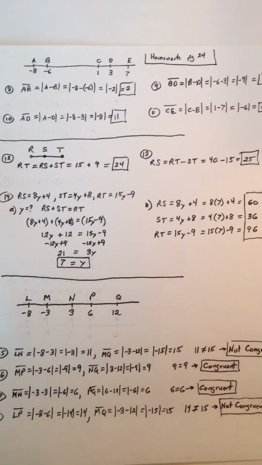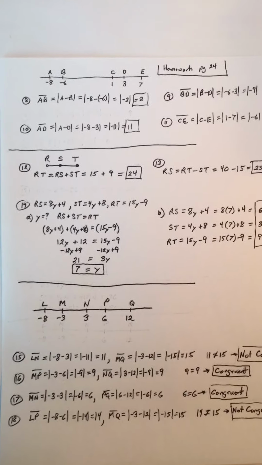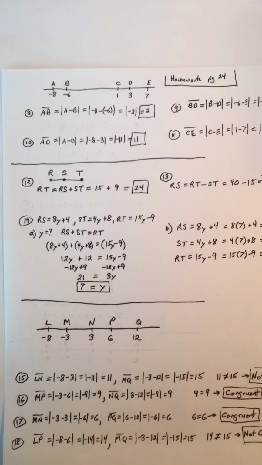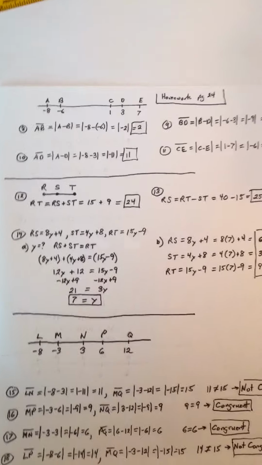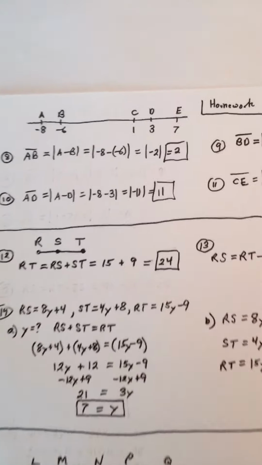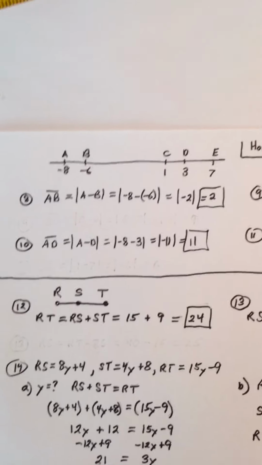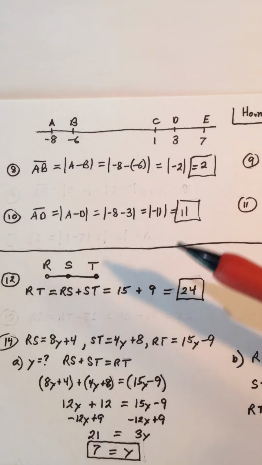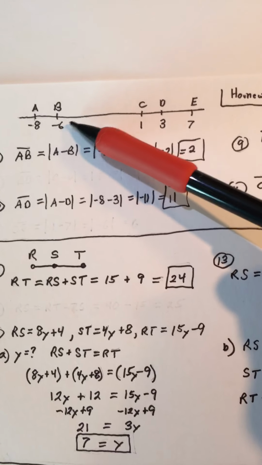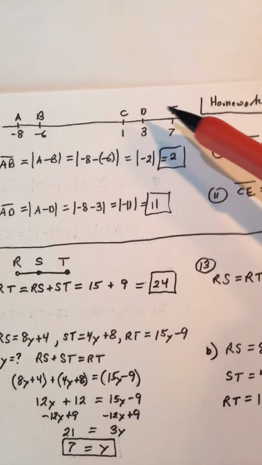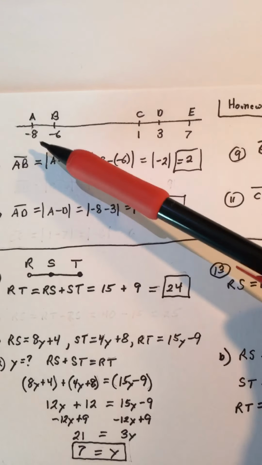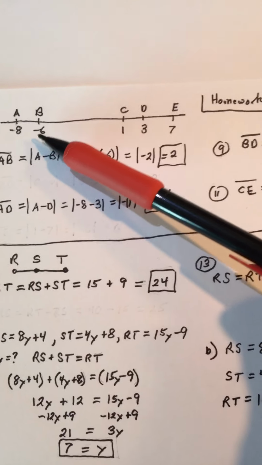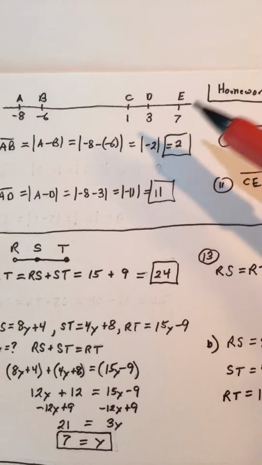Okay, welcome back. This is a basic geometry review, and this time we'll be looking at section 1-3, the homework from page 24. So in this section, we're talking about measuring the length of line segments. For this particular problem set, we have, first of all, this line with these points A, B, C, D, and E on it, and I've indicated what their values are that correspond to those points: -8, -6, 1, 3, and 7.